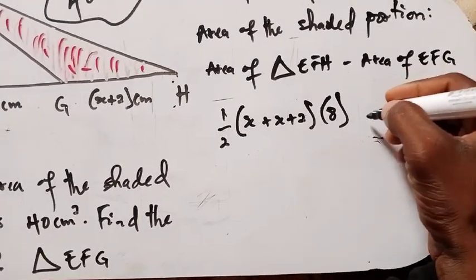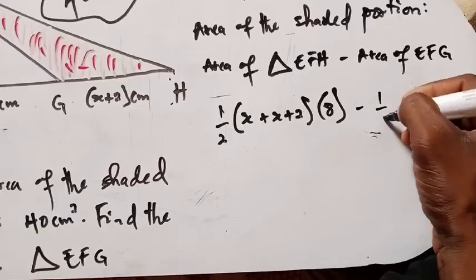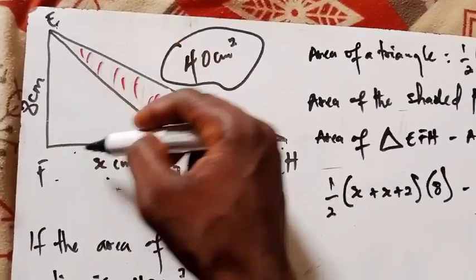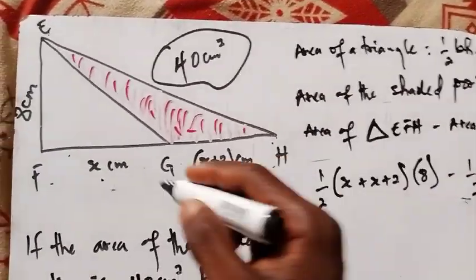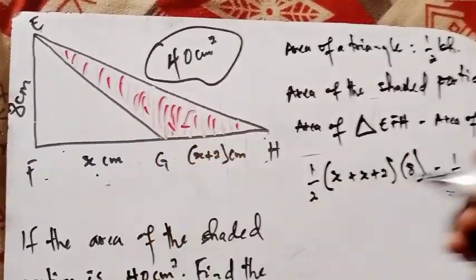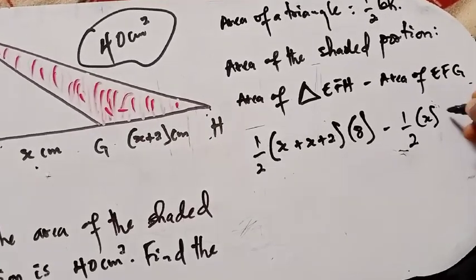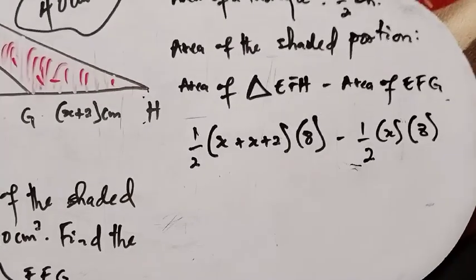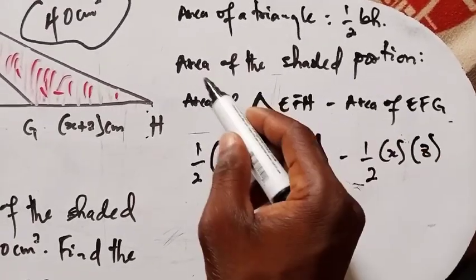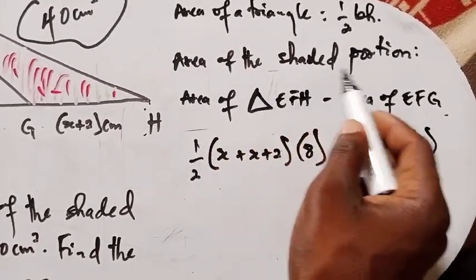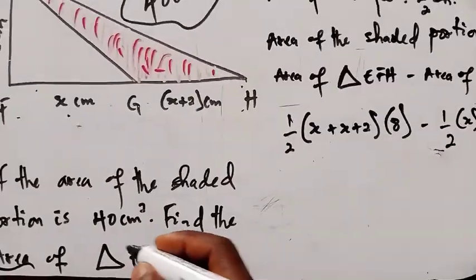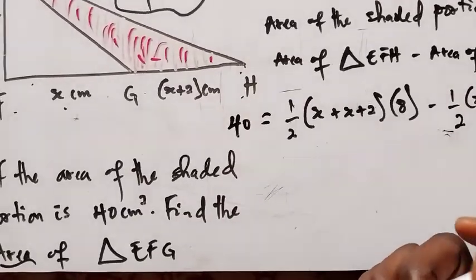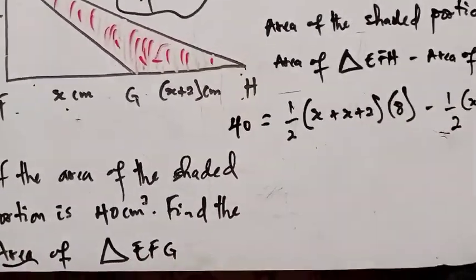Perfect. So let's move on to the other side. That is minus 1 on 2 of EFG. So we have a triangle EFG. What is the base of this triangle? That is just x, multiplied by the height, that is 8 centimeters. Is that okay? Now remember, what are we looking for? The area of the shaded portion. From the question, we are given that the area of the shaded portion is equal to 40 centimeters squared, right? So I can wipe this away.